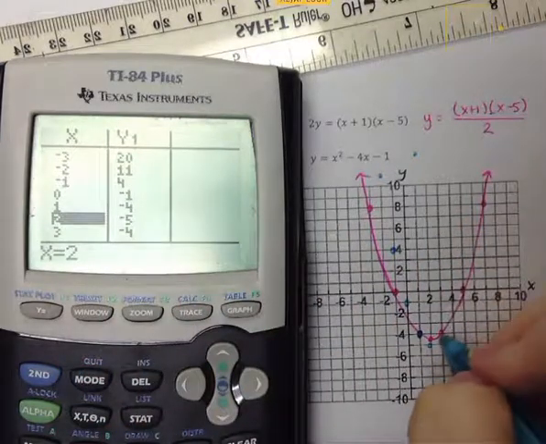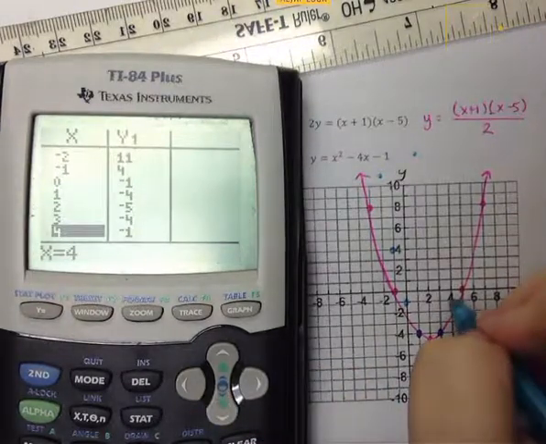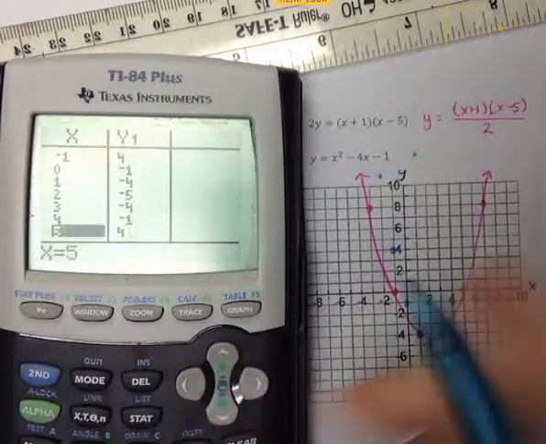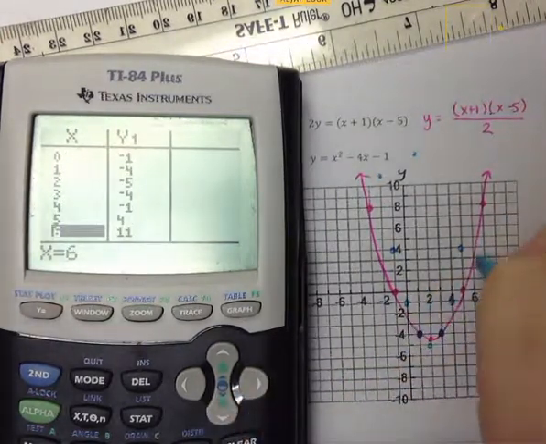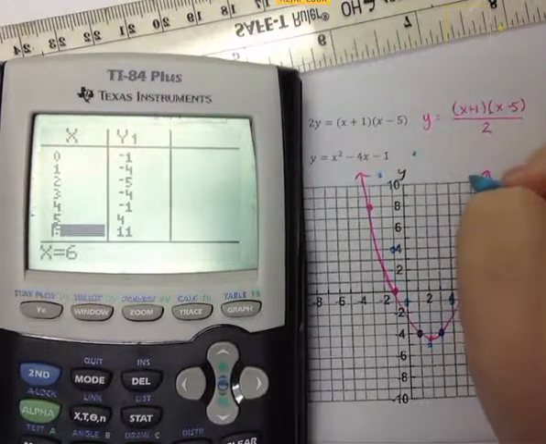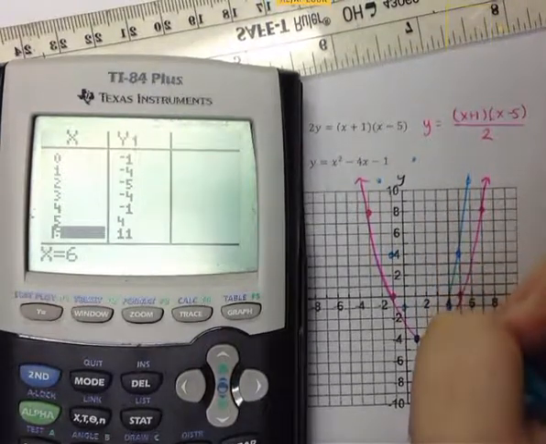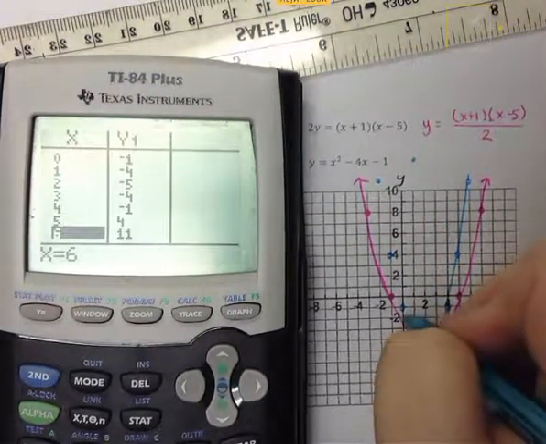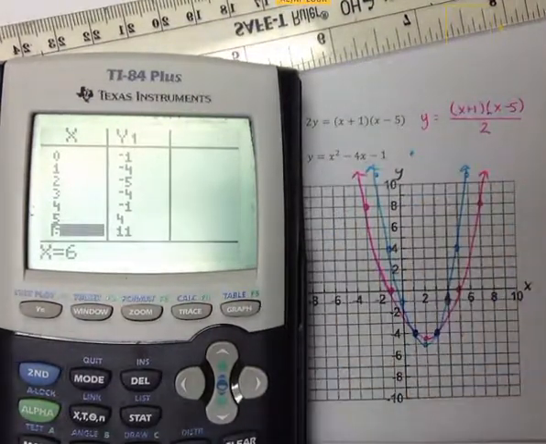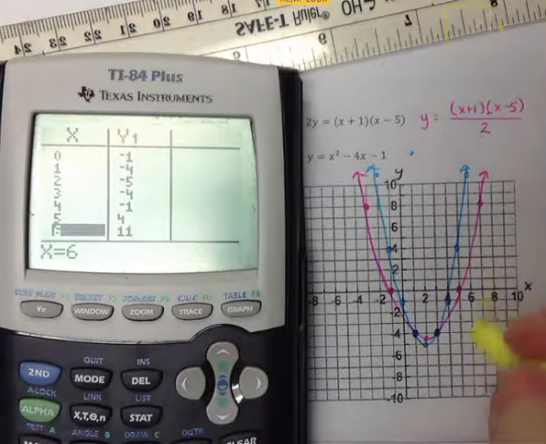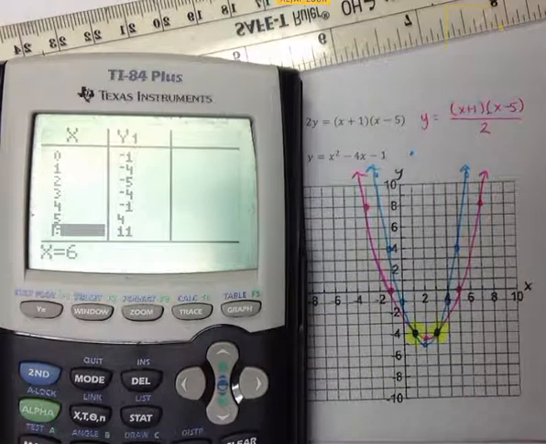So the next one is 3, negative 4. 4, negative 1. And it's just going to mirror again. So 5, 4. And then 6, 11. So again, a little off the graph. I'm going to connect these. So these graphs actually cross twice. They share 2 coordinates. So this coordinate right here and this coordinate right there. Those are our 2 solutions.